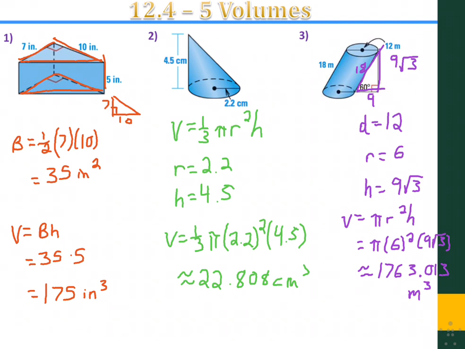Number 3 is a little bit more complicated than the other ones because we actually have to dig back into our geometry repertoire and either do some trig stuff or some special right triangle stuff. This triangle that I've drawn in purple is a 30, 60, 90, so I could use those properties to get that the height of this thing is 9√3. Be careful because in the diagram, the 12 meters isn't the radius, it's the diameter, which means that the radius is 6. If I plug all these things into the volume formula for a cylinder, pi r squared h, I get that it comes out to something like 1,300, oh my gosh, 1,763 point whatever meters cubed. Oh, that was a disaster.